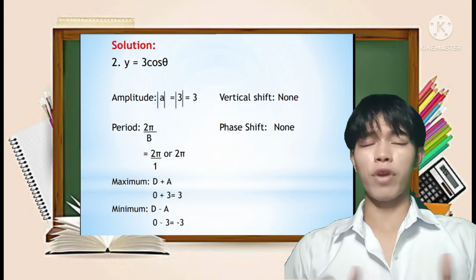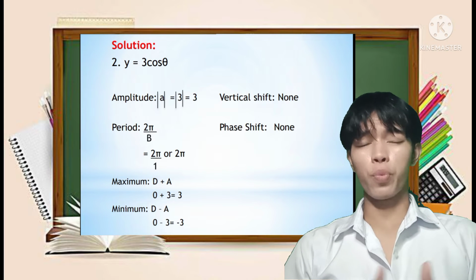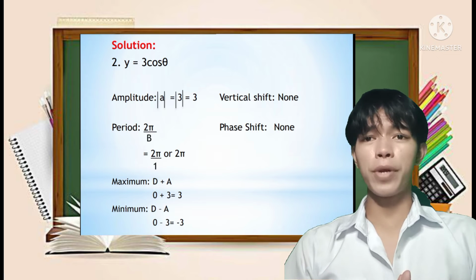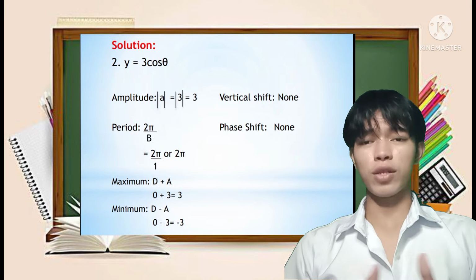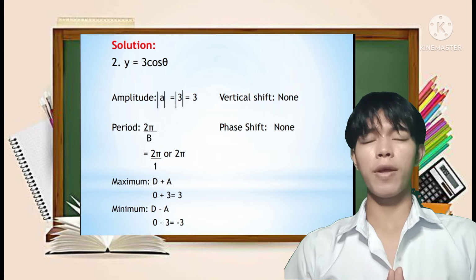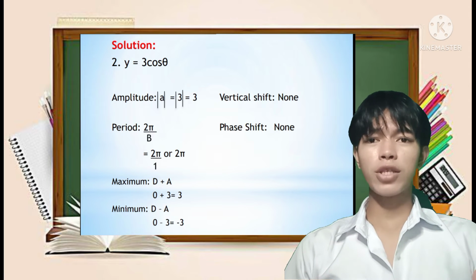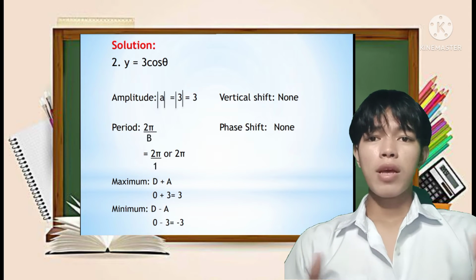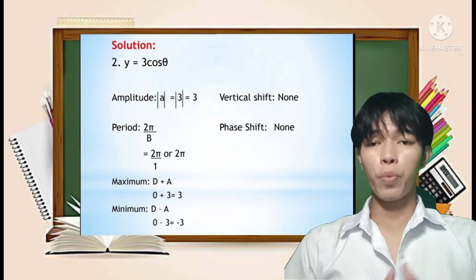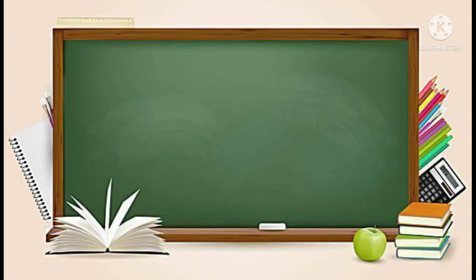Here is the solution of number 2, y equals 3 cosine theta. For the amplitude, we have 3 because it is the value of a in the given equation. Period: 2 pi over b is the formula, and 2 pi over 1 or 2 pi is our period. Vertical shift, none. Phase shift, none. In maximum, we have 0 plus 3 equals positive 3. In minimum, we have 0 minus 3 equals negative 3.